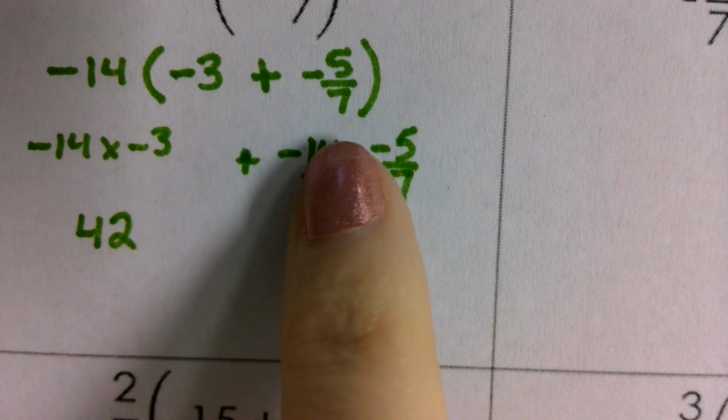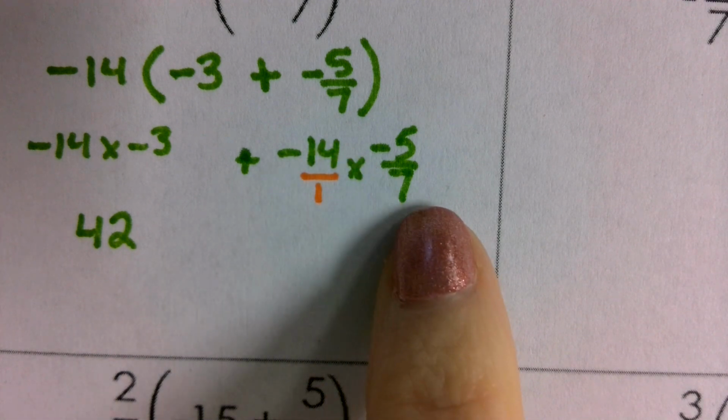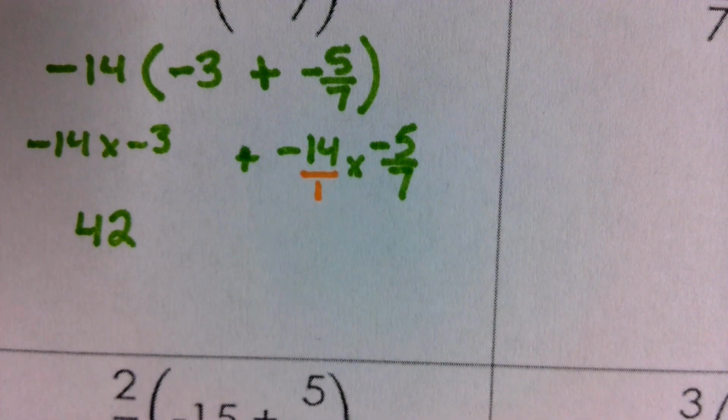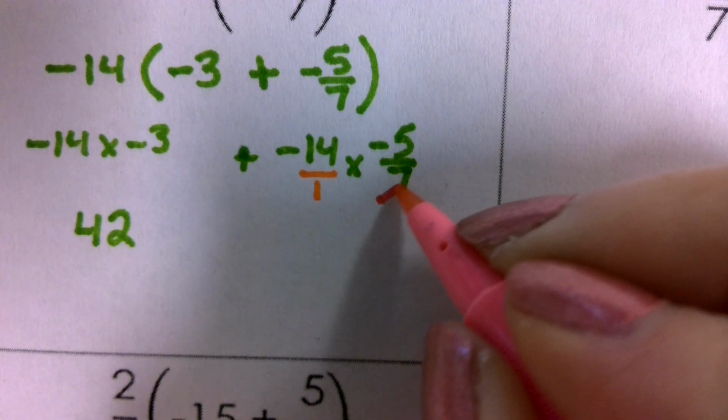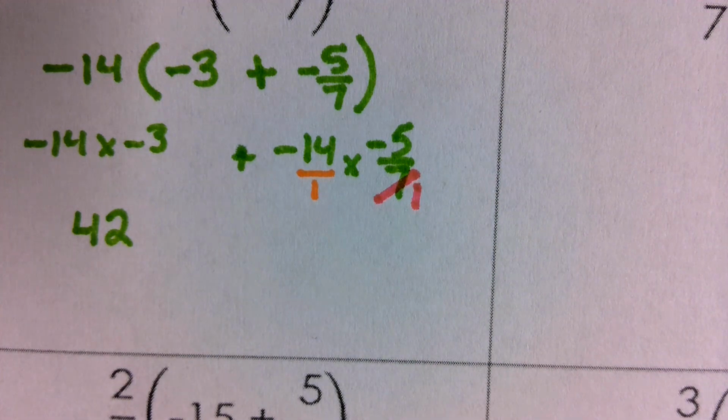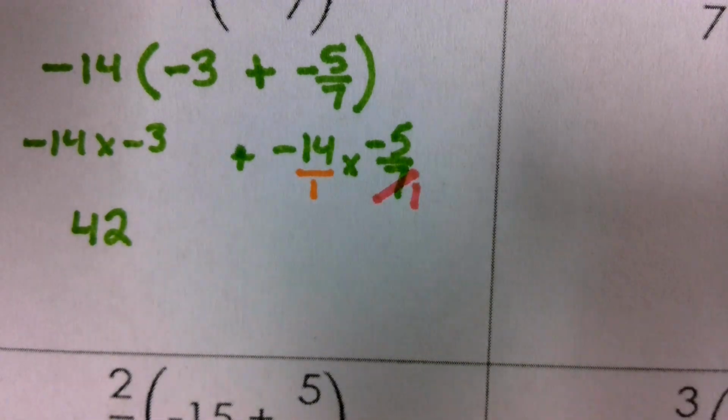So technically, I can simplify negative 14 and 7. I don't have to multiply negative 14 times negative 5 and then try to simplify it by a 7. 14 over 7 can simplify ahead of time already. Both of them are divisible by 7, so I can cross off the 7. 7 divided by 7 is 1. And what's 14 divided by 7?